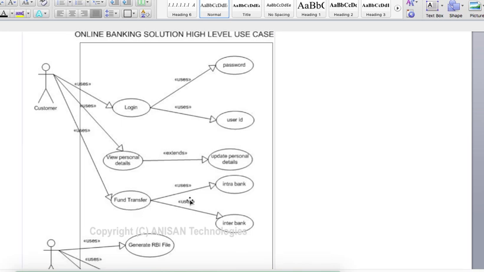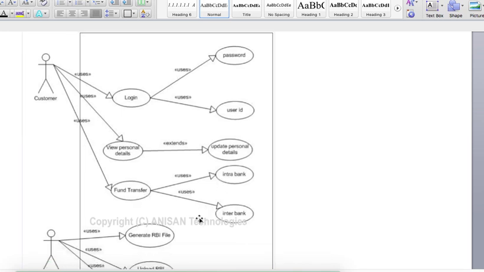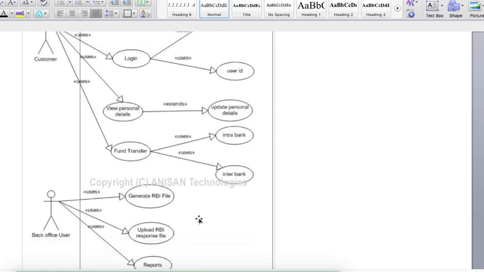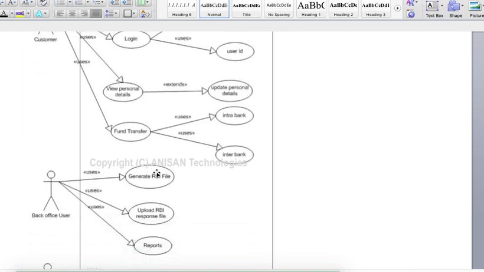Fund transfer, he may do intrabank and interbank. And there's another actor, a back office user, who generates the central bank related file, the report that each branch will send to the bank, right? The federal bank, that's what it is. That is how the federal bank will monitor each individual bank. They may also upload some response file if they have queries sent to the back office or a bank, right? And they also send some routine reports.